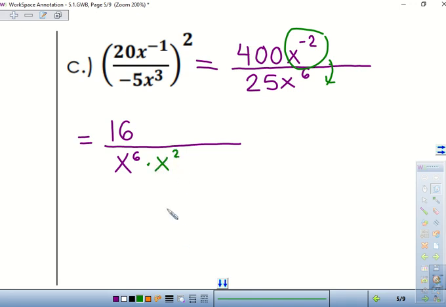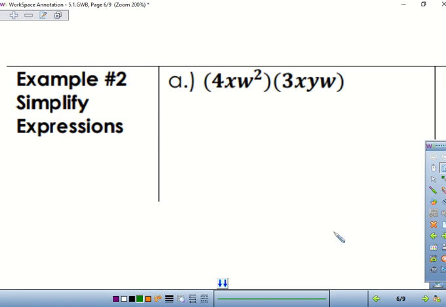And when you bring anything up or down, it's going to be multiplied by what's already there. So this is going to ultimately become 16 all over x to the 8th. So be sure not to confuse when you multiply versus when you add. You're going to add when you have two of those variables written out. You're going to multiply when you have that variable with a double power on it. Okay? All right. Next one.